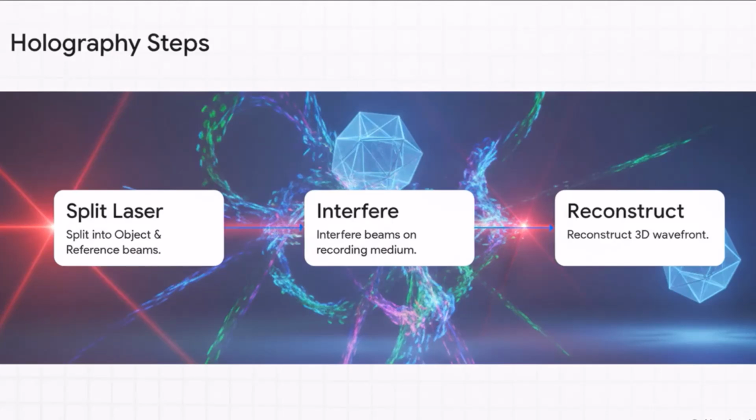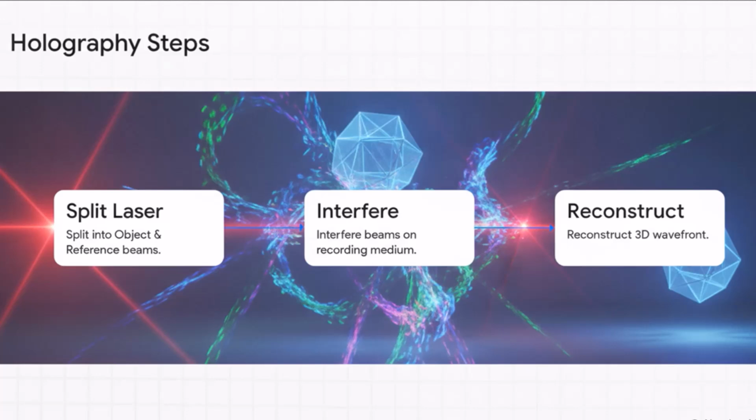There are basically 3 steps to holography. Step 1, you take a laser, which gives you a single, pure wavelength of light, and you split it into 2 beams. One is called the object beam because it bounces off the thing you're trying to record. The other is the reference beam, and that one goes straight to the film. Step 2, these 2 beams literally crash into each other on the recording medium, creating that complex interference pattern we just talked about. And finally, step 3, reconstruction.